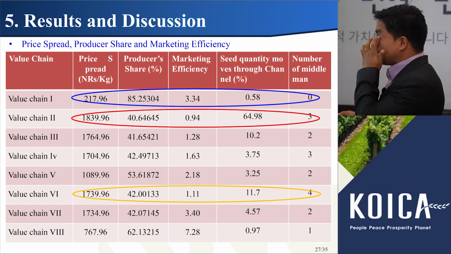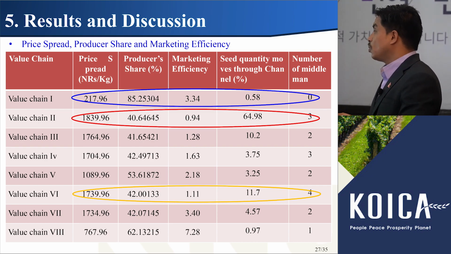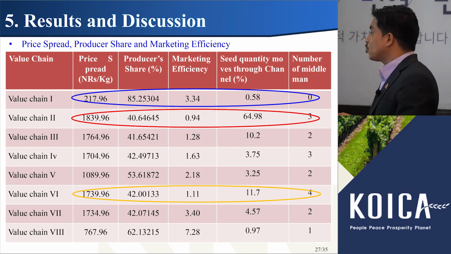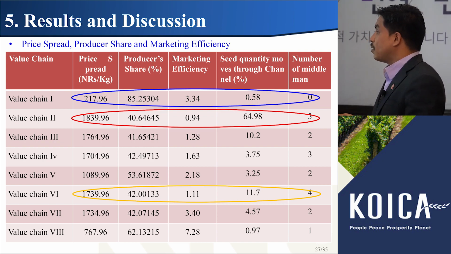In value chain second, the seed collectors and many other chain actors, middlemen, are involved. So here the price spread is highest and the producer share is low. Marketing efficiency is highest in value chain first at 3.34, and lowest in value chain second. That means in value chain second a large number of middlemen are involved, so we have to eliminate the middlemen here.